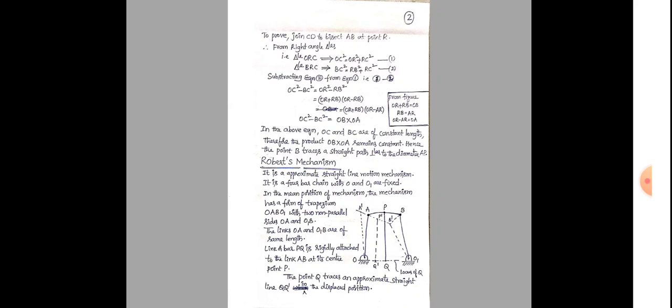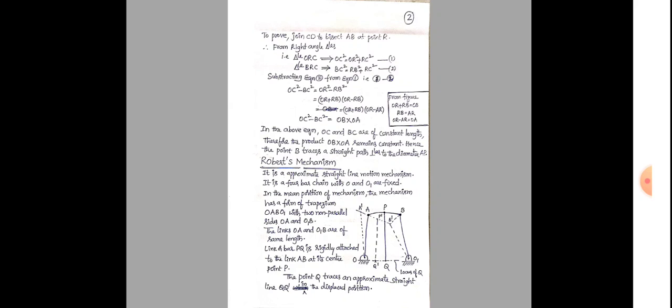Now the left hand side is OC square minus BC square, that is equal to, on the right side, OR plus RB, which just now I told can be written as OB, and OR minus AR can be written as OA. Now in this equation, OC and BC are of constant length. That is what I told earlier, geometrical expressions from the figure.